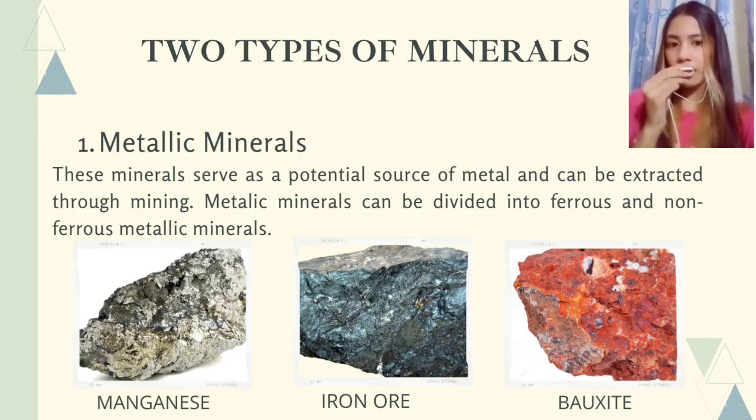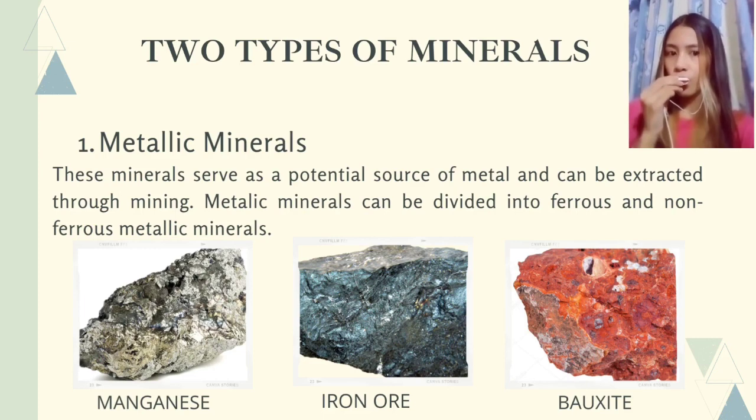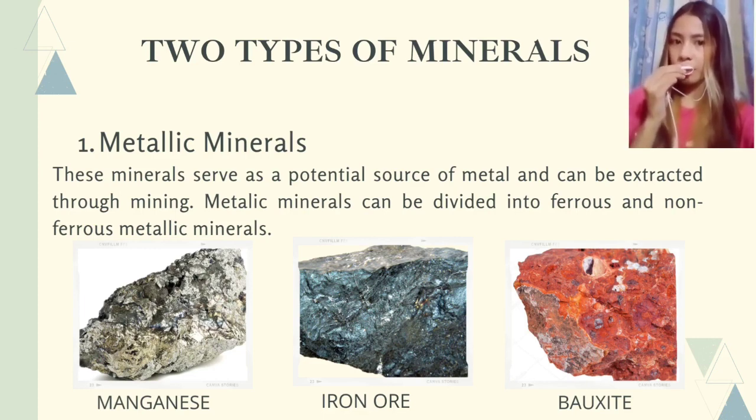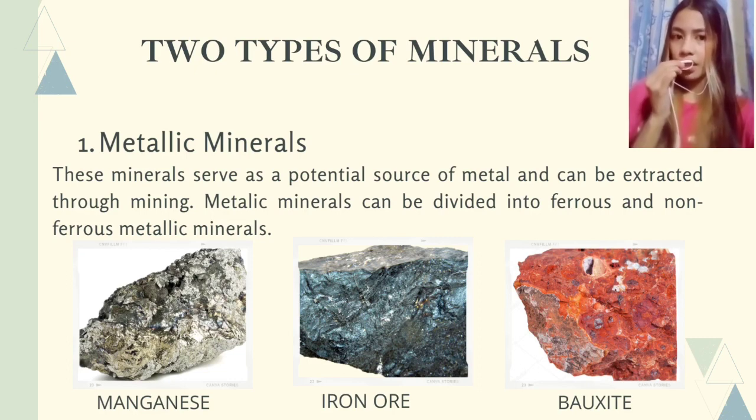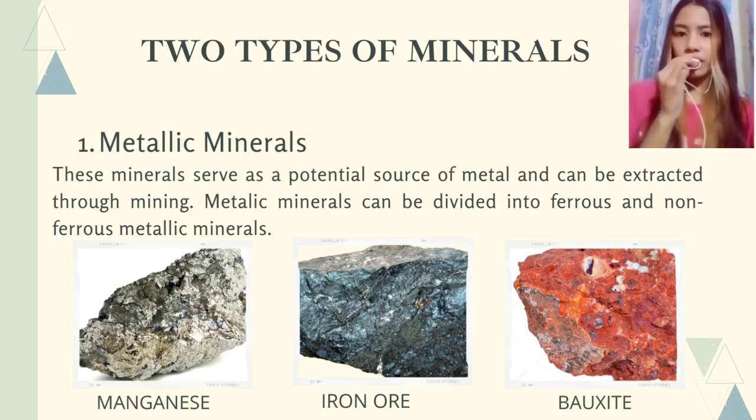Yung ferrous metals, ito yung may iron. Example nun yung mga stainless steel, cast iron, carbon steel, and yung non-ferrous metals naman, ito yung mga walang iron. Example nito, aluminum, copper, brass, bronze, at maaari natin makuha yung mga metallic minerals sa pamamagitan ng pagmimina. And example ng metallic minerals ay iron ore, bauxite, hard metallic minerals, and yung hard metallic minerals can be used as gems in jewelry. And it is usually found in igneous and metamorphic rock formations.